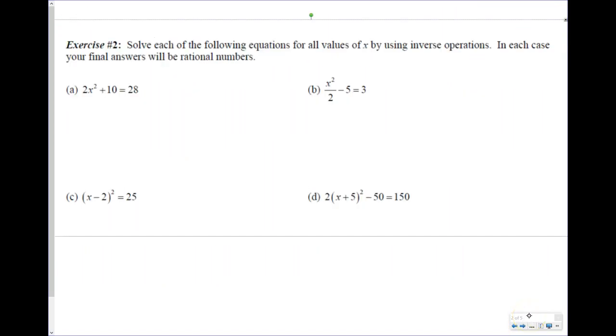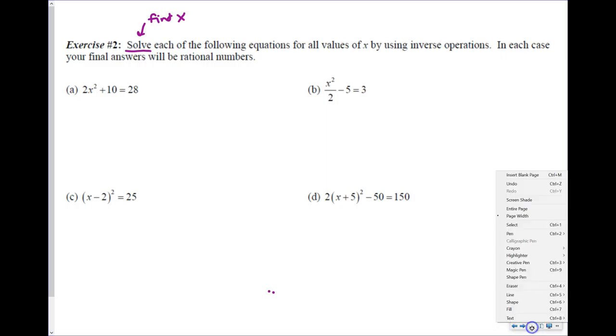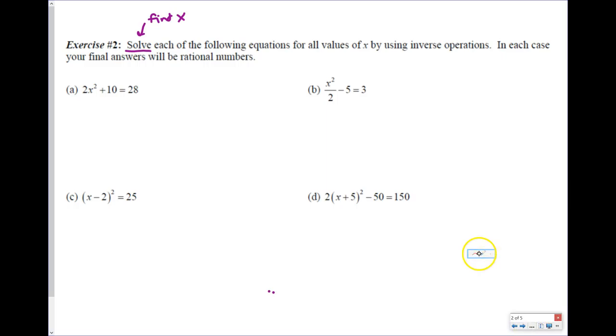Exercise 2, we're going to practice what this looks like. Solve, this means find x, each of the following equations for all values of x by using inverse operations. In each case, your final answers will be rational numbers. Okay, so we're going to get basically whole numbers for our final answers here. Okay, so let me show you what this looks like.